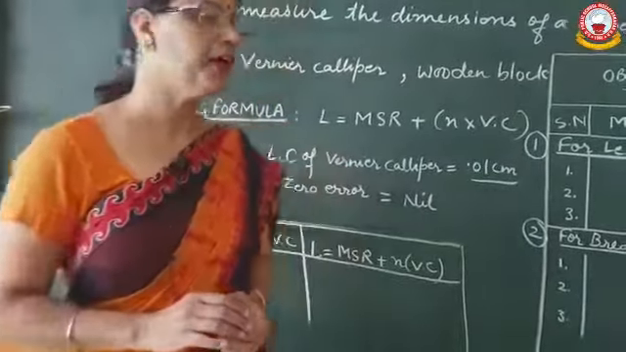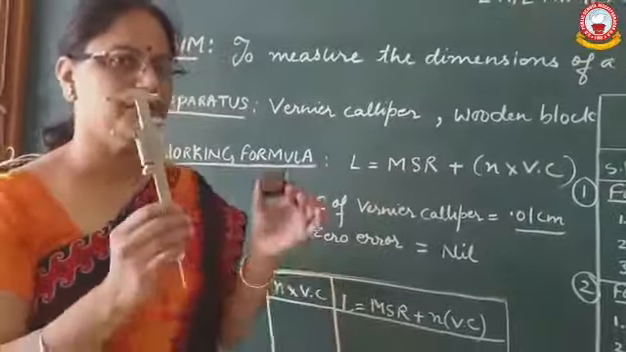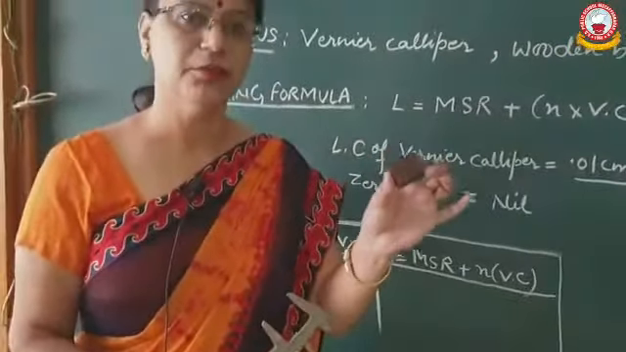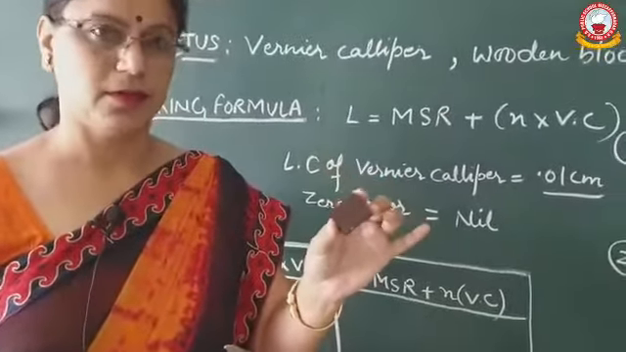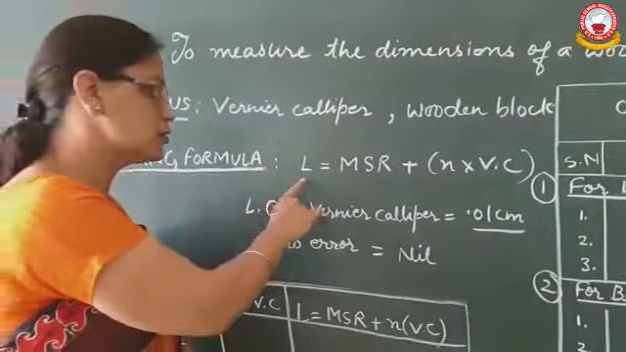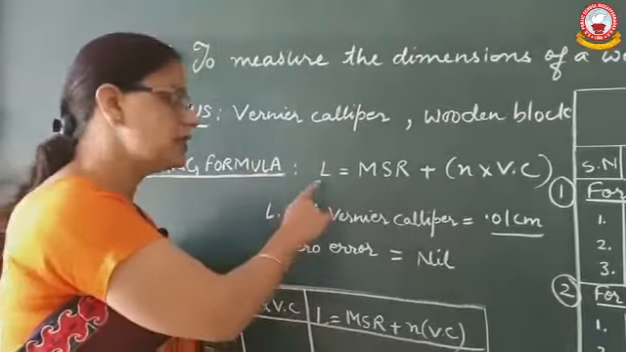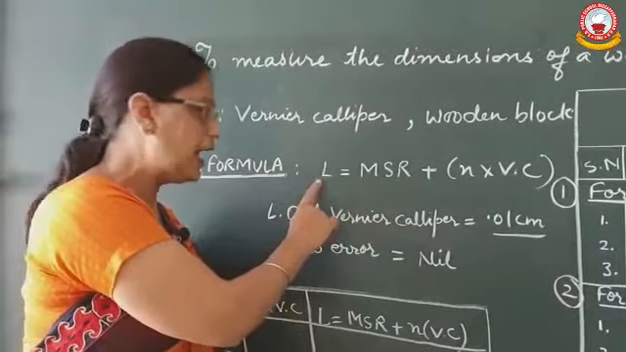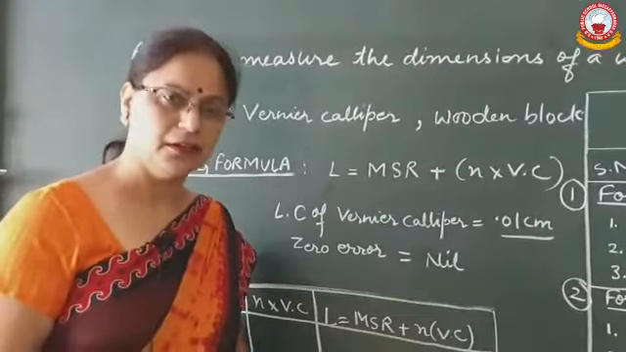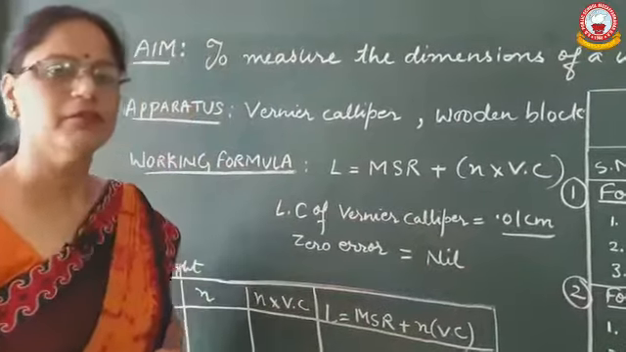For this we require a vernier caliper and a wooden block. Only two apparatus are required: one is the vernier caliper and the other is the wooden block, which is a solid block. The working formula is the same, L equals to. In the previous practical also I used L, if you remember. L here stands for any length, whether you are determining the diameter, length, breadth or height. So the working formula will be the same.